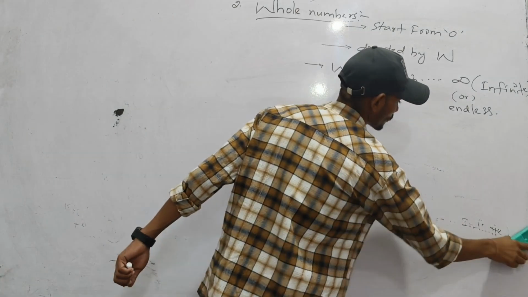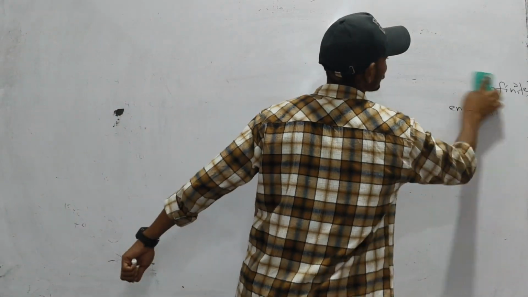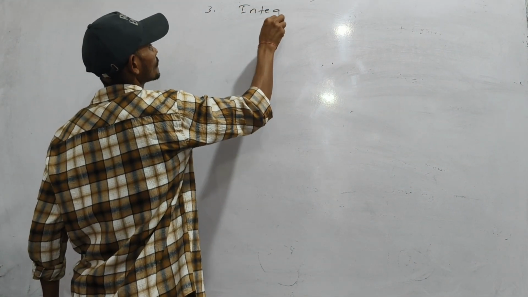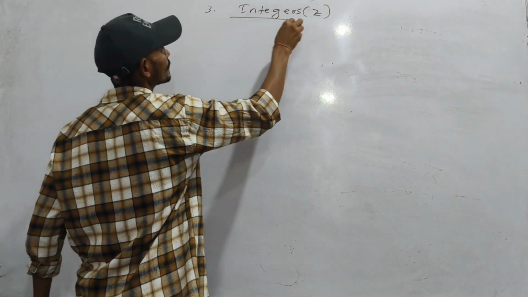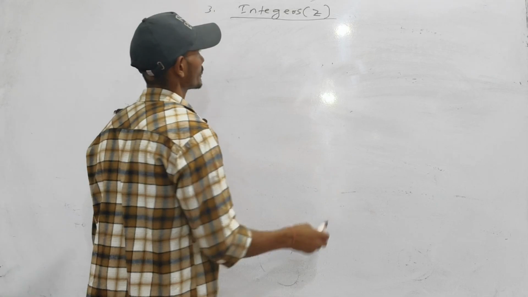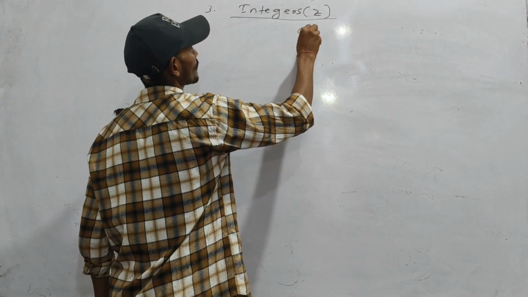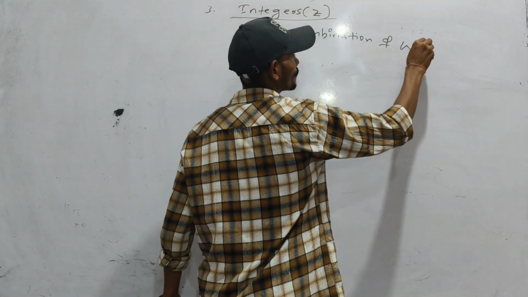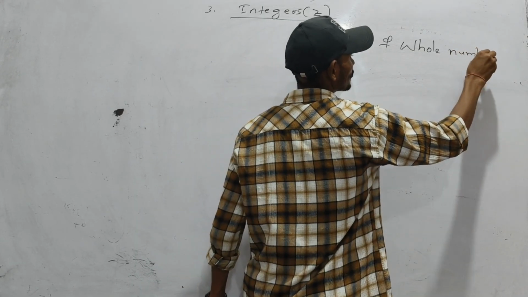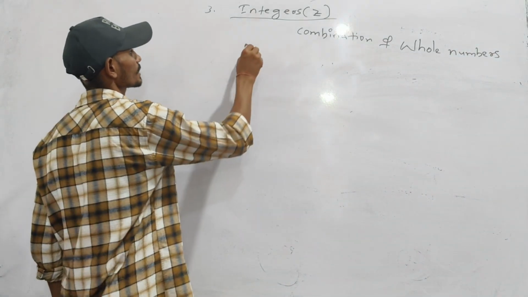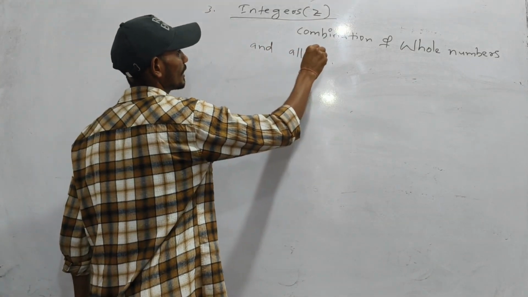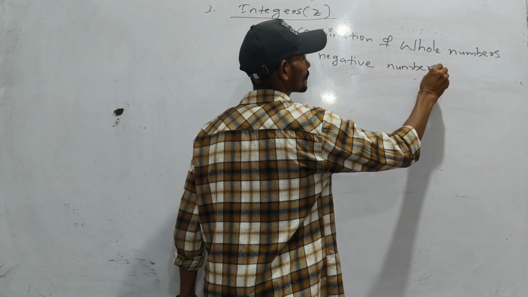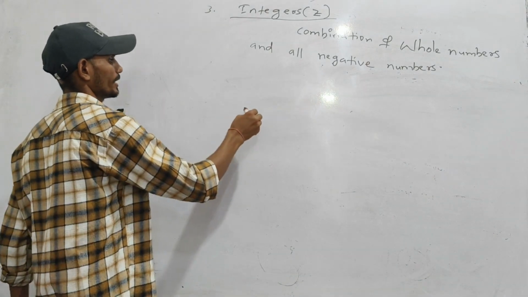Next we will briefly discuss integers. Integers are a combination of whole numbers and all negative numbers. Let's observe here.